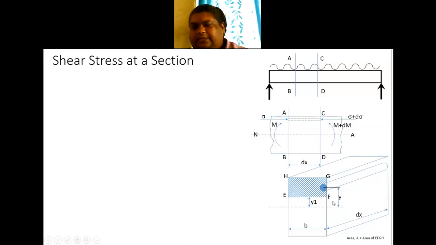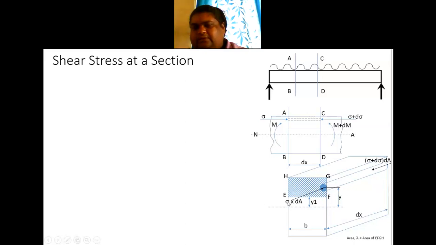Now the center of this cylinder is at a distance of y from the neutral axis. This is my neutral axis. So it is at a distance of y. And on this cylinder, because of the compressive stress, there is a compressive force equal to sigma, my compressive stress, into dA. dA is the cross-sectional area of this small cylinder. This is dA, and the entire area of EFGH is capital A, right?